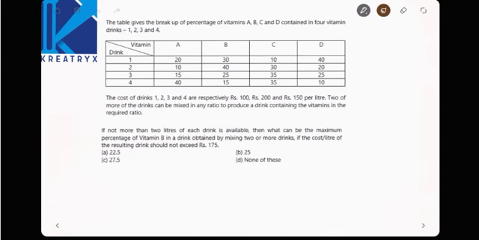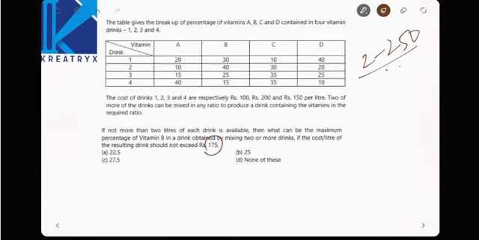Next one. If not more than 2 liters of each drink is available, so each drink's maximum level is 2 liters only, then what can be the maximum percentage of vitamin B in a drink obtained by mixing 2 or more drinks, if the cost of the resulting drink should not exceed rupees 175? And the cost must not exceed rupees 175. Now what to be taken? Drink 2 is 250 rupees, as I said earlier, we have missed this data.